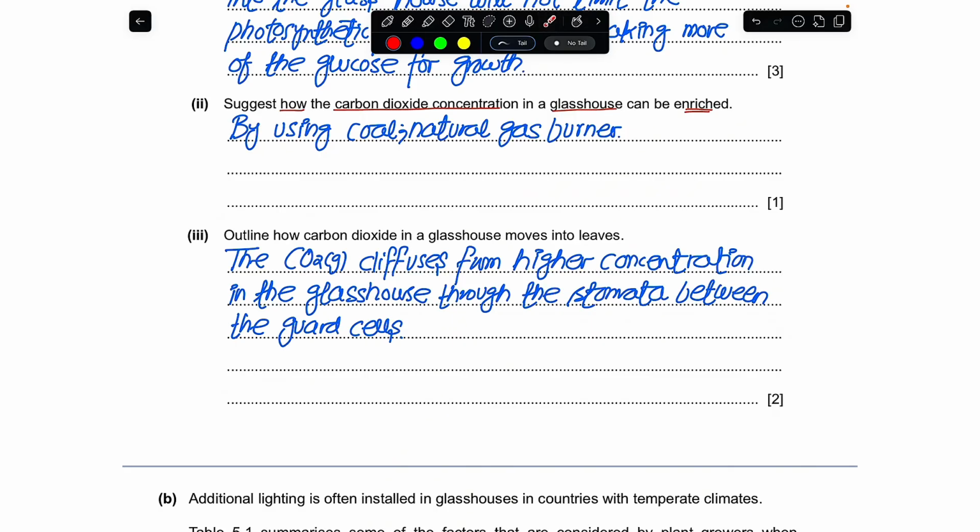So the idea is very simple. Either we would burn the coal with the help of a burner, or we can use natural gas burners, and by that the CO2 in the glass house would become enriched. For 2 marks, they ask you to outline how the carbon dioxide in the glass house moves into the leaves. So we know outside of the leaves, the carbon dioxide gas is higher in concentration. So it would diffuse from that higher concentration in the glass house, and by that it would pass the stomata that lie in between the guard cells.